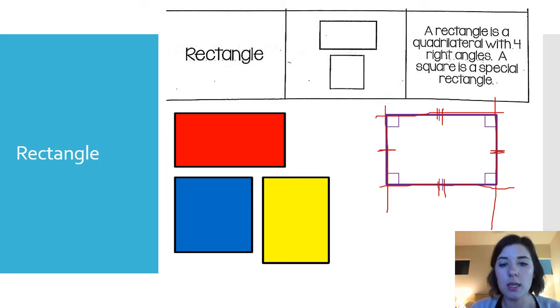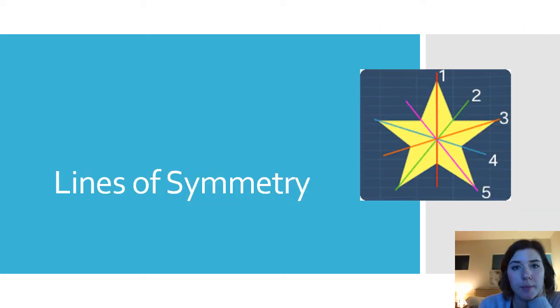I can do the same thing here. 4 right angles. Are the top and bottom congruent or the same length? Yes. Are the sides congruent or the same length? Yes. Opposite sides are equal and it has 4 right angles, so a square is a special type of rectangle. The remainder of this PowerPoint will be talking about lines of symmetry.